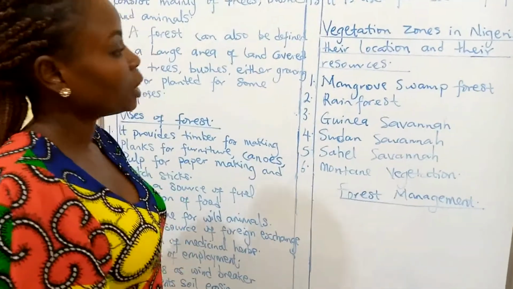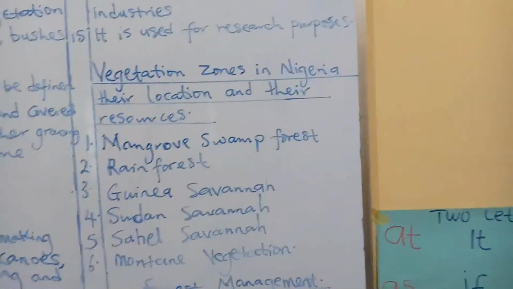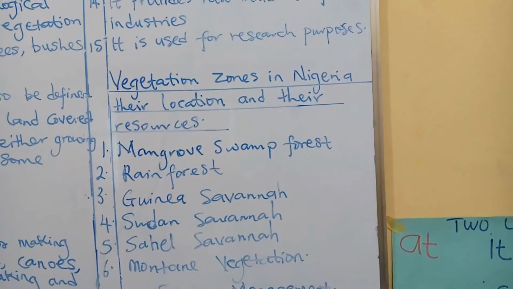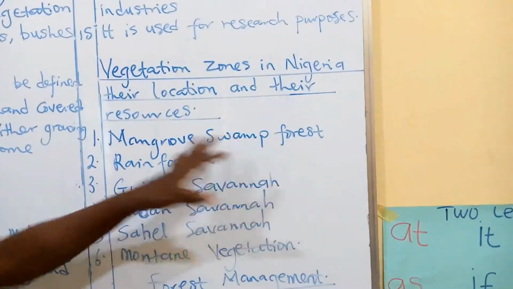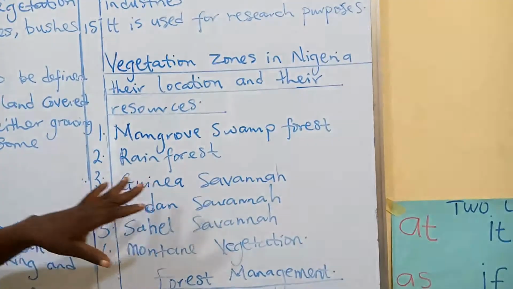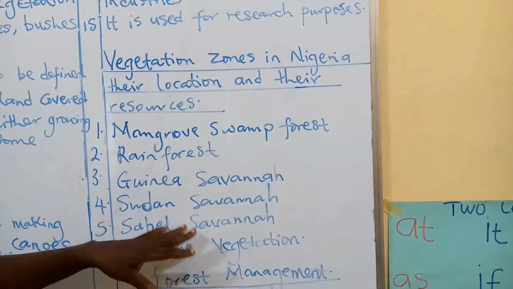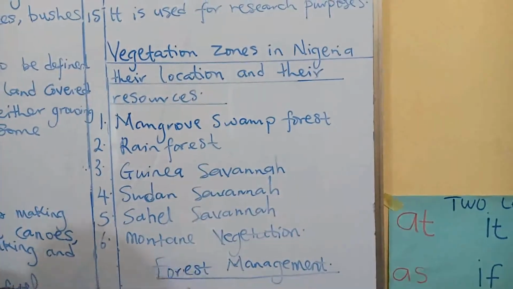Now, we've been talking about the vegetation zones in Nigeria and their locations and their resources. Okay, I've mentioned their locations and their resources. So these are the vegetations. We have the mangrove swamp forest, we have the rainforest, number 3 the Guinea Savannah, number 4 the Sudan Savannah, 5 the Sahel Savannah, and 6 the Montane vegetation.